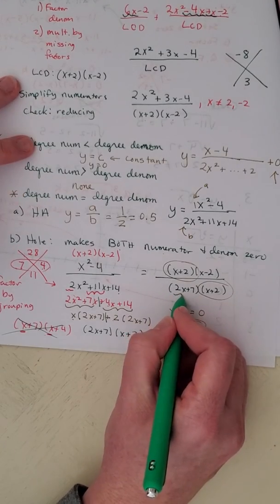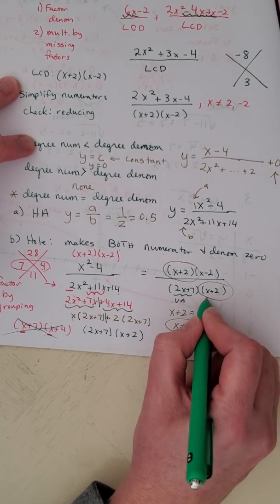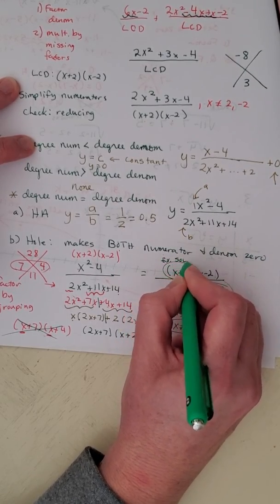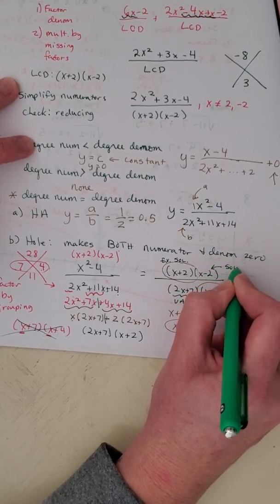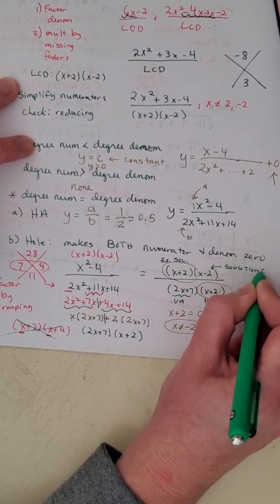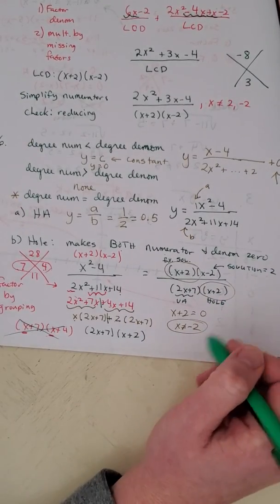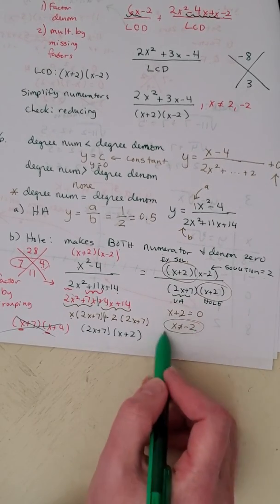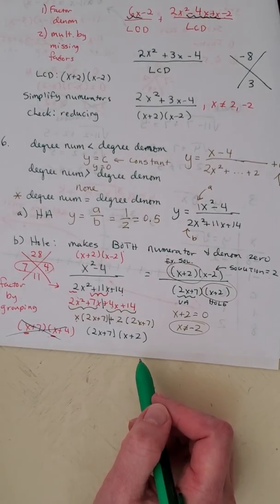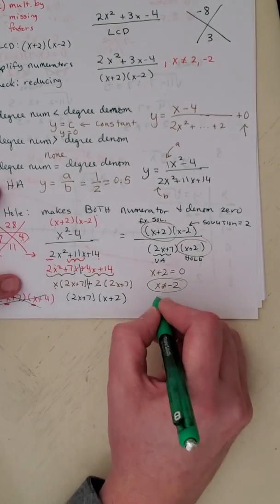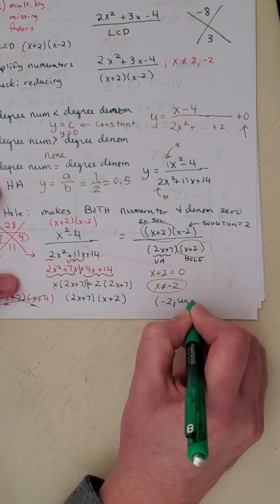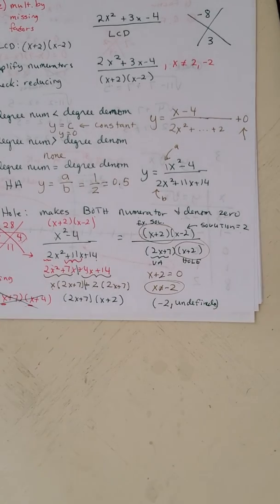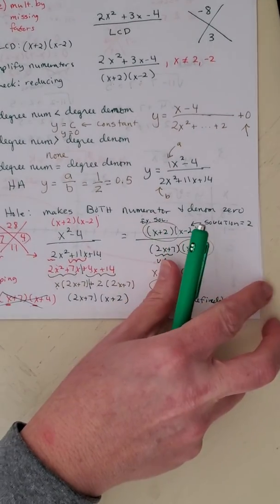We have a vertical asymptote. This is our VA, our vertical asymptote. This is our hole, also called an extraneous solution. And then our solution is 2, comma 0, right? So in coordinate form, I know I just told you in class x equals -2, but in coordinate form, our hole is at -2, comma, undefined. Okay. All right, that was number 6.